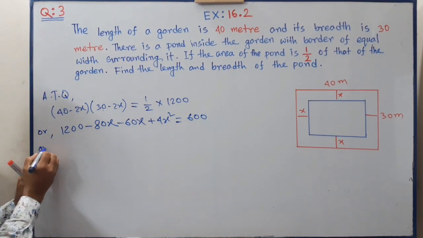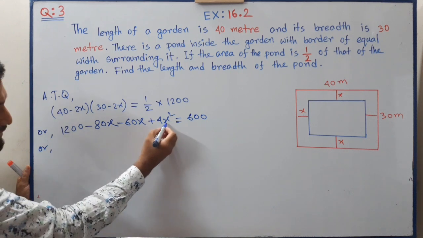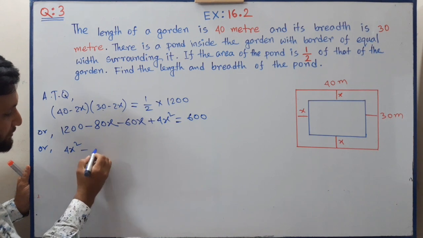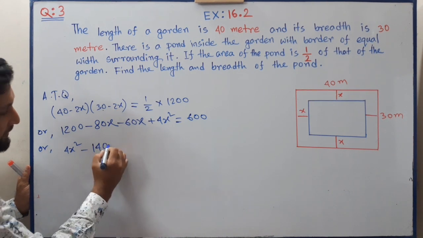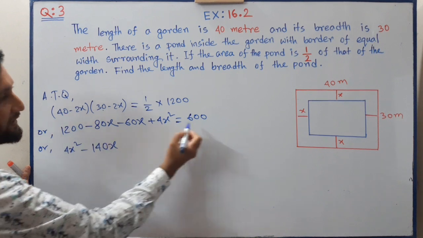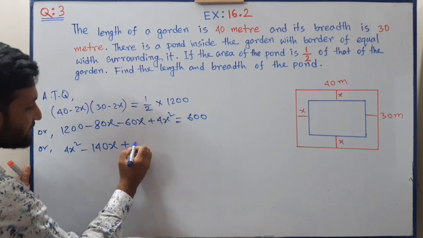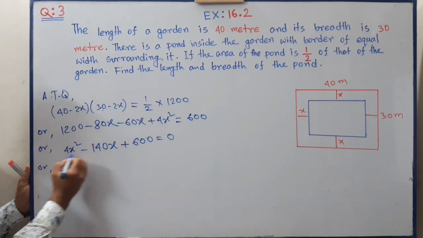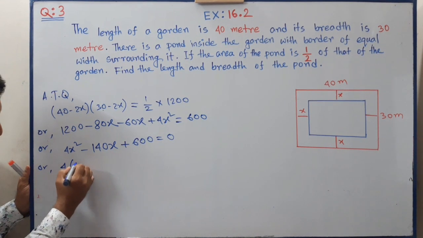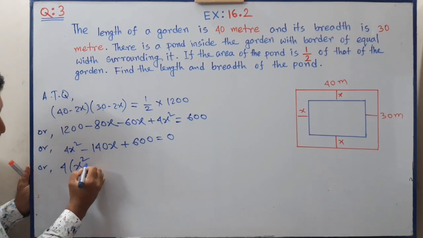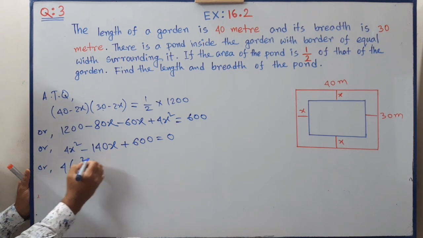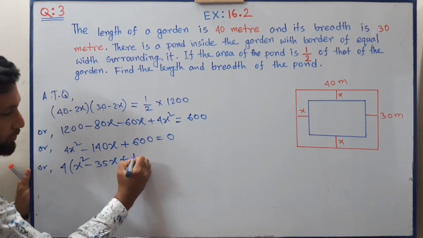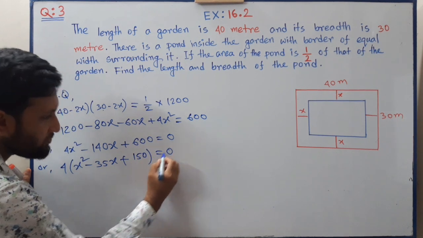So by simple calculation we can easily get 4x square, then 80x minus 60x, that means 140x, and then 1200 minus 600, so plus 600 is equal to 0. We can take 4 common from this line, so 4 times x square, then 140 divided by 4 is 35x, and then plus 600 divided by 4, 150, is equal to 0.